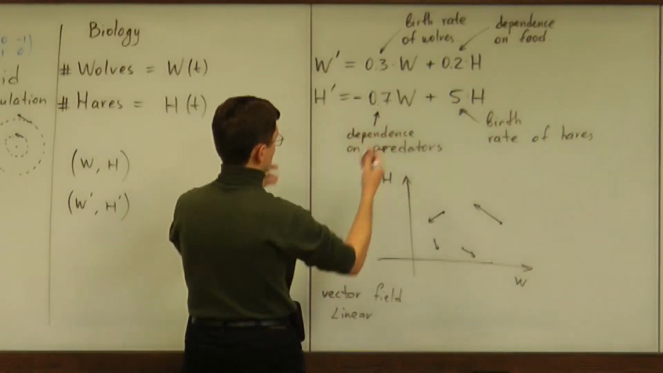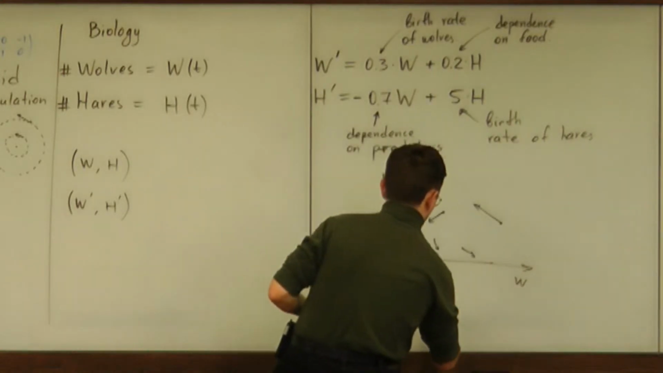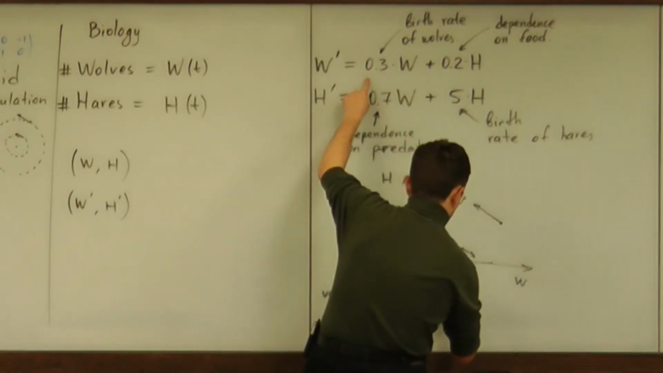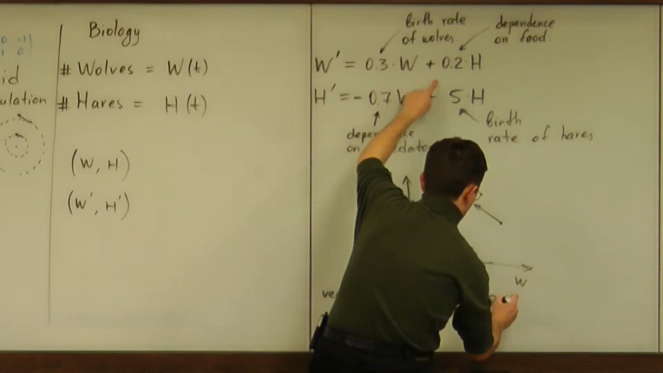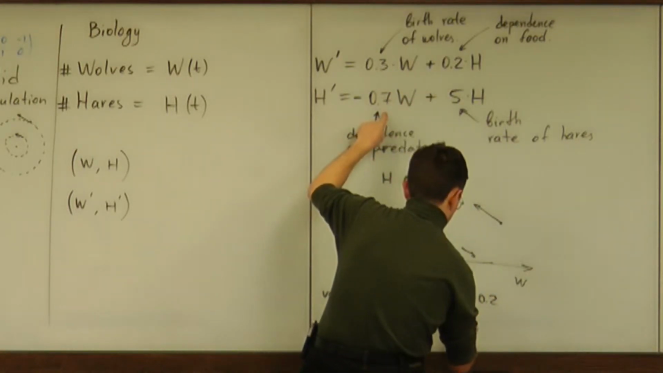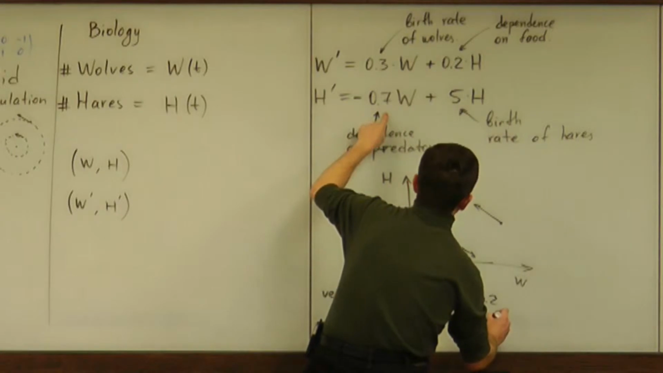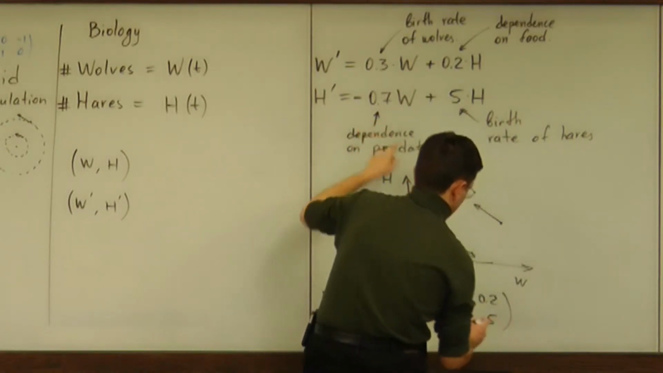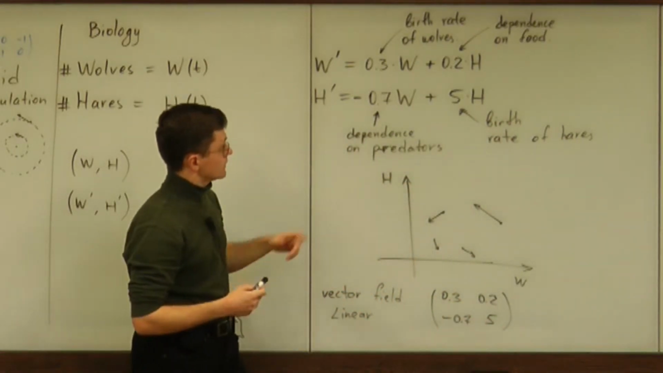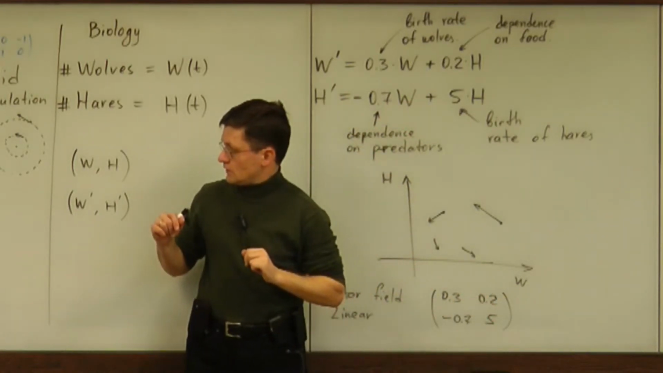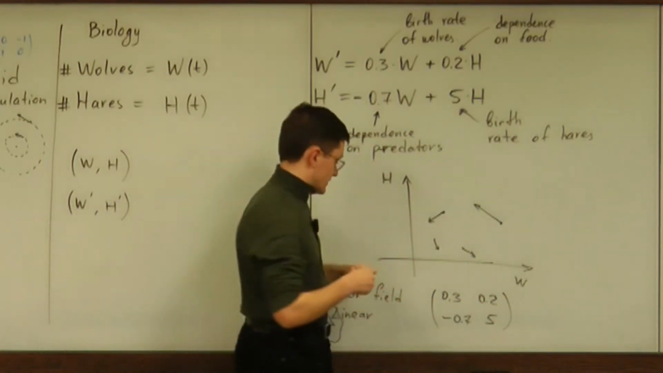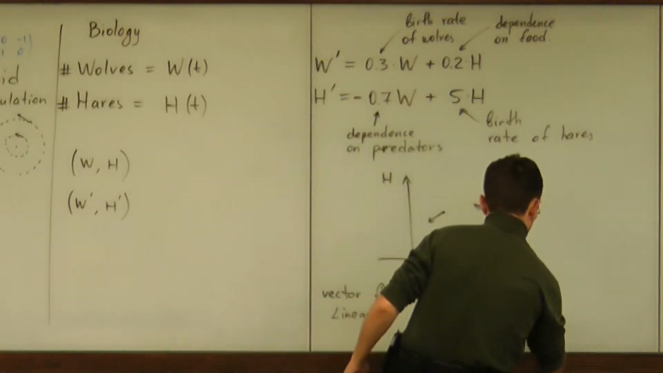and it is described by this matrix: 0.3, 0.2, negative 0.7, and 5. So those four coefficients put together provide us a matrix, and this is the matrix M we can think about.